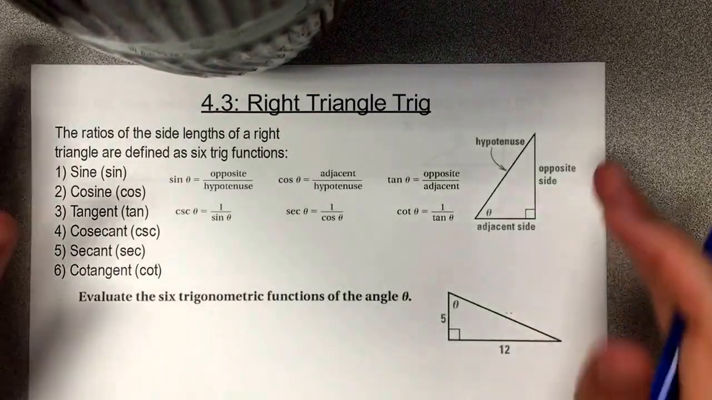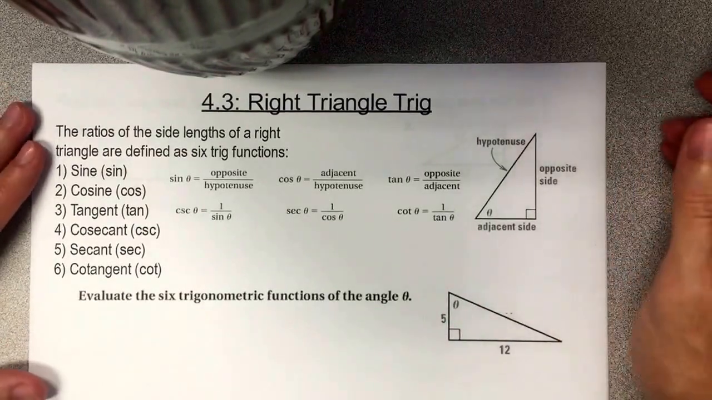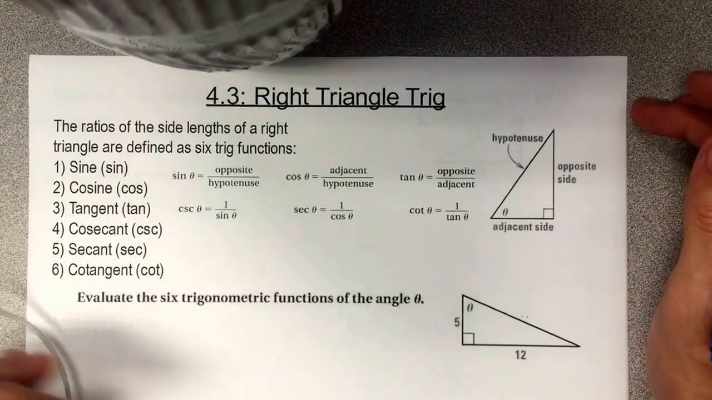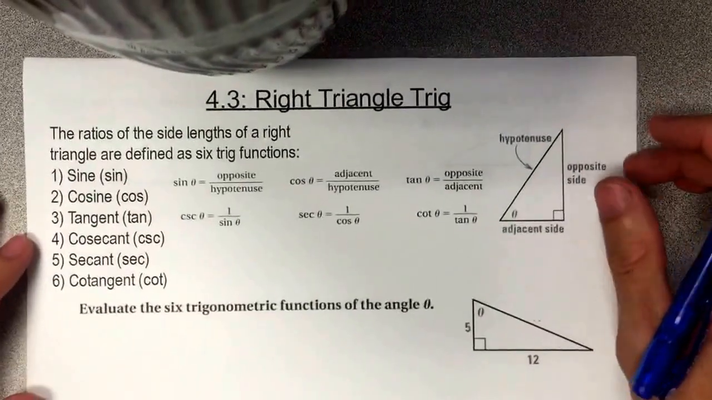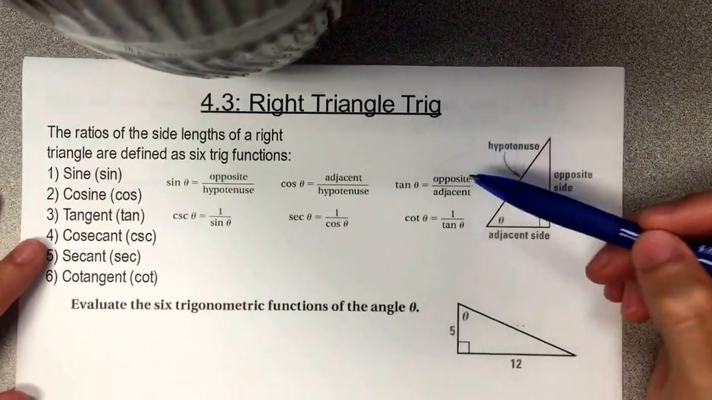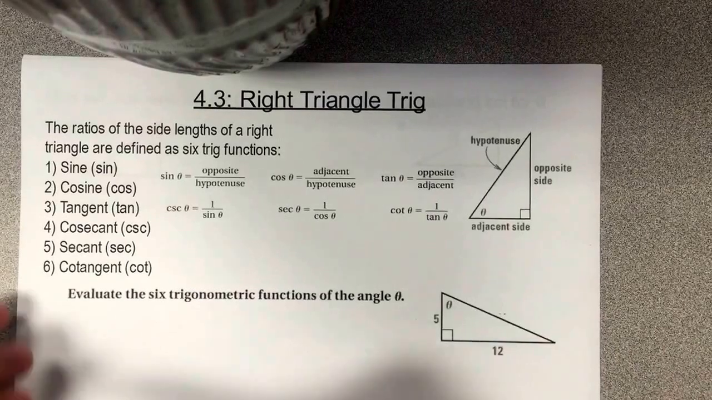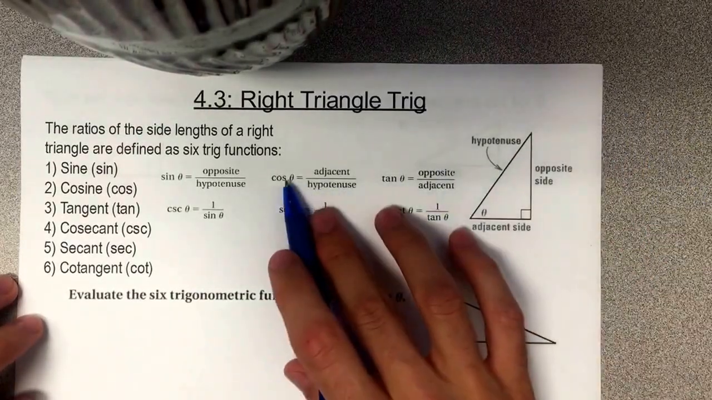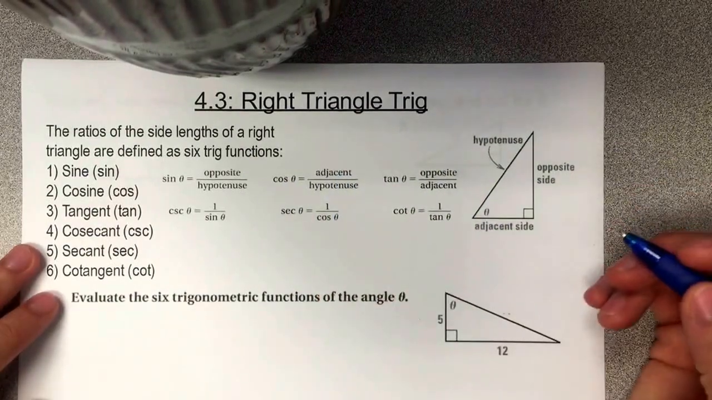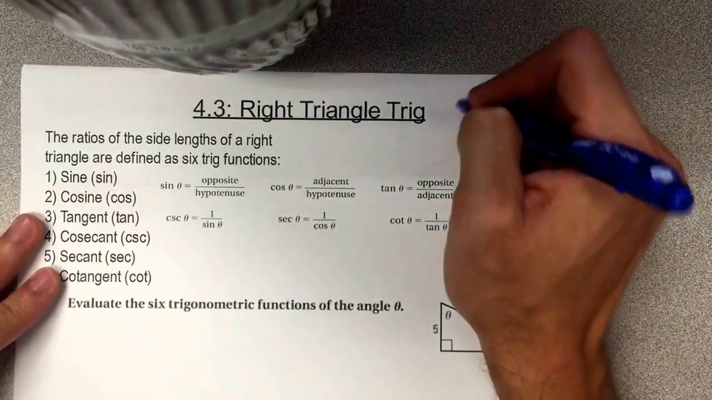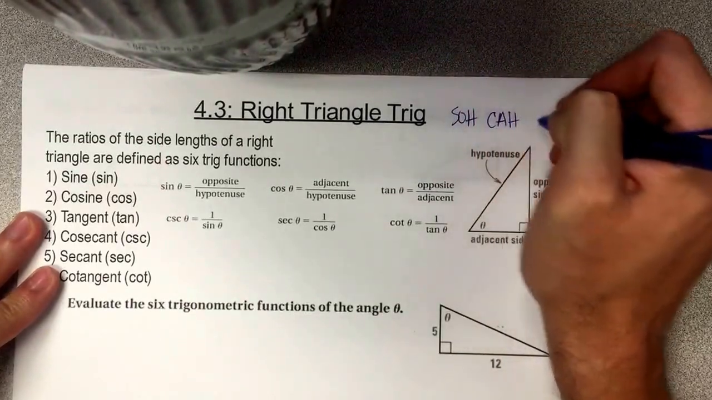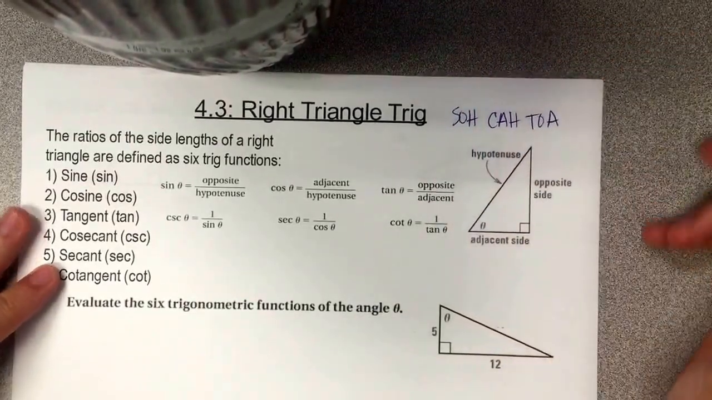Okay, so for our first lesson, we're going to introduce some of the basic trig that you learned when you took geometry a couple of years ago. Everything that we're going to talk about in this particular section deals with right triangles. That's why it's called right triangle trig. Now, I would imagine in geometry, you probably did something with this particular phrase called SOHCAHTOA.